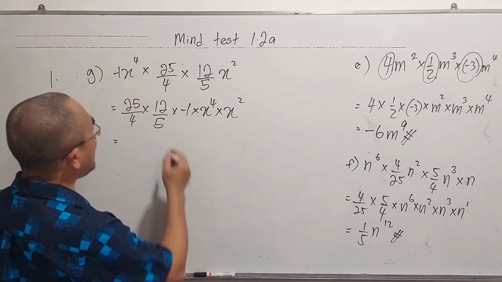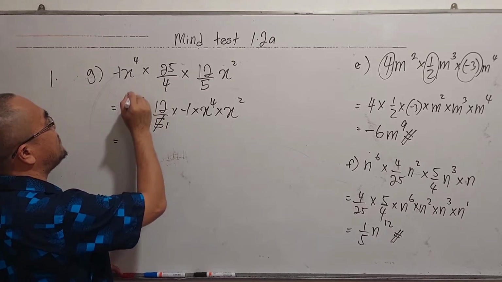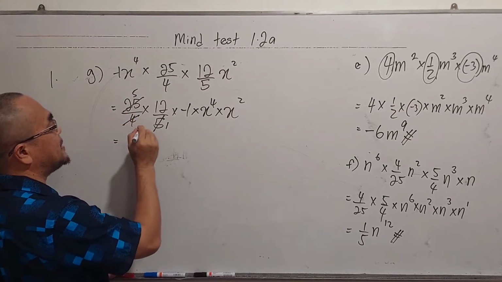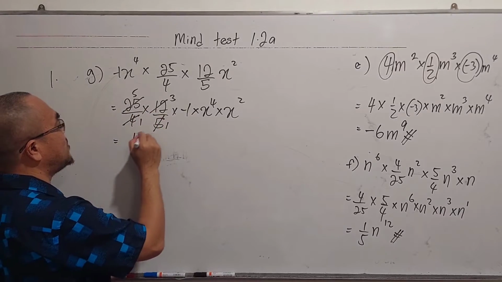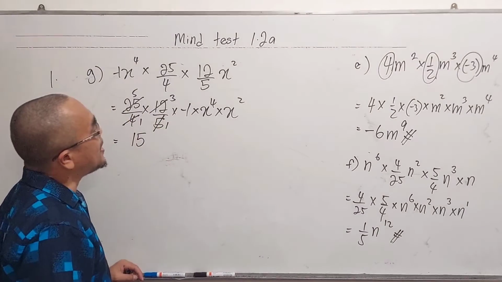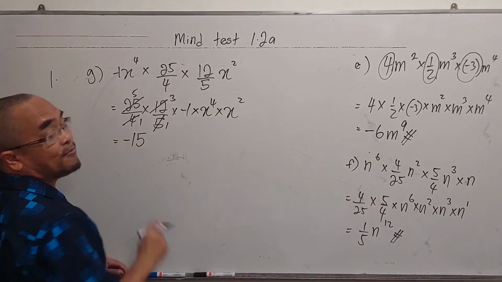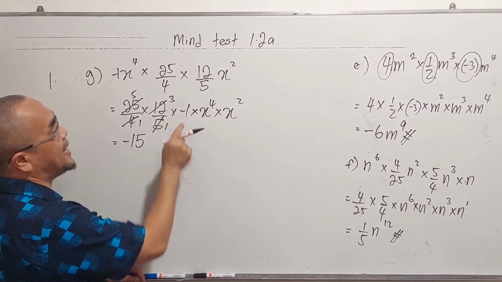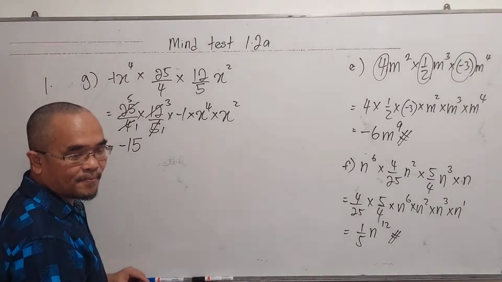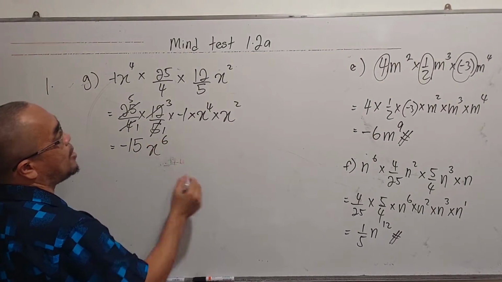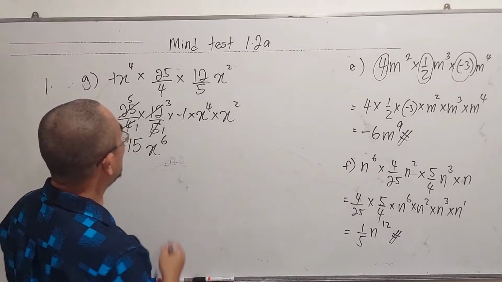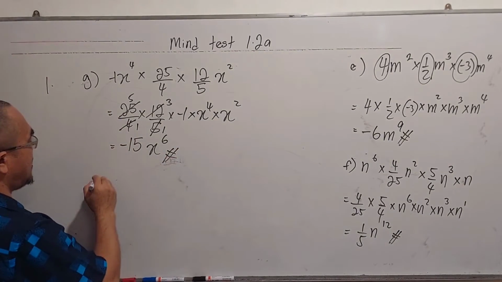Okay, even without a calculator, I'll cut 1 and 5 here. Divide by 4, you get here 3. So 5 times 3, you get 15. Is it not? Alright. So this is negative 15. Don't multiply by negative 1. And then negative 15 x to the power of 6, because 4 plus 2. Okay.